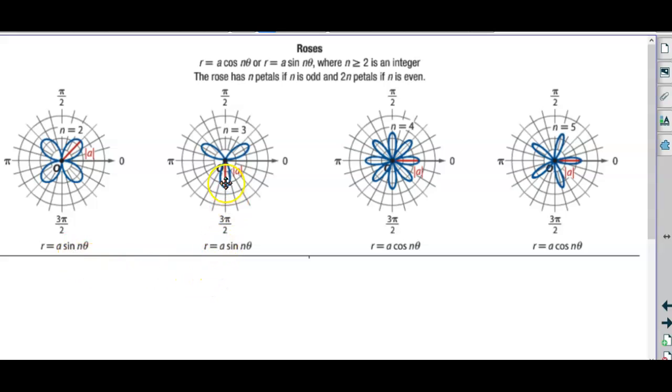So if you wanted a 3-petaled rose, you would say sine of 3. If you wanted them to be 5 units long, you would put a 5 out front. If you wanted 8 petals, you would put a 4 because anytime you put an even number in, you get twice as many petals. So by putting a 4 in here, you get 8 petals. And if you wanted them to be, say, 2 units long, you would do that.